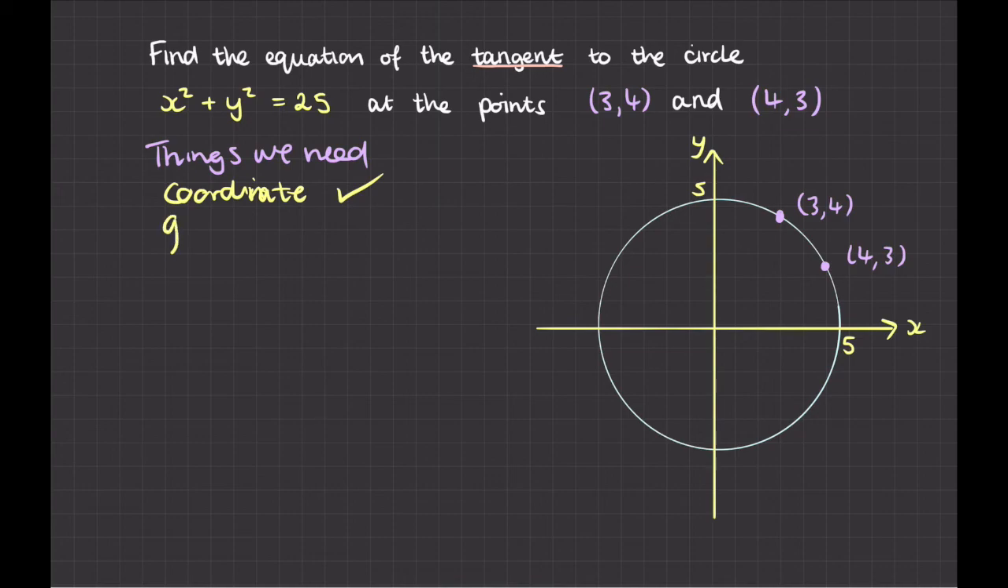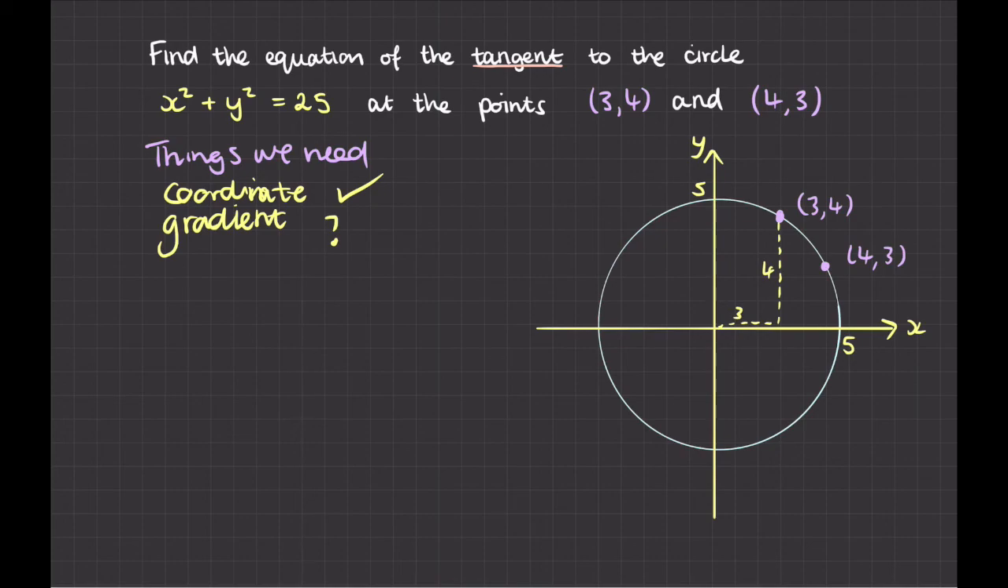We also need to know what the gradient is. Is there a circle theorem which we can use to know what the gradient is? Well, we do know that if we've got a radius, that meets at 90 degrees to a tangent. So what is the gradient of this radius? That's what we need to think about. So the change in y is 4, isn't it? The change in x is 3. So that has a gradient of 4 over 3.